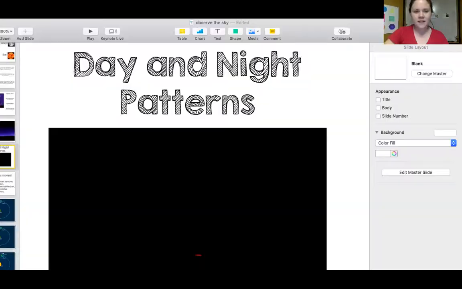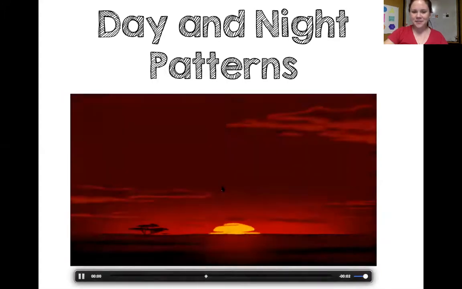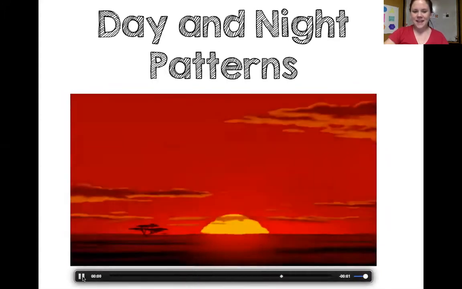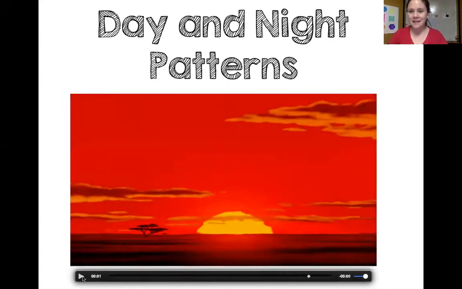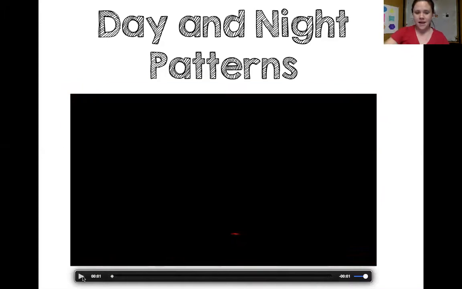So day and night patterns. Have you guys seen this scene before? That is, I believe, from The Lion King, right? And we see the sun rising up, right? Now the sun appears to be moving up in the sky.